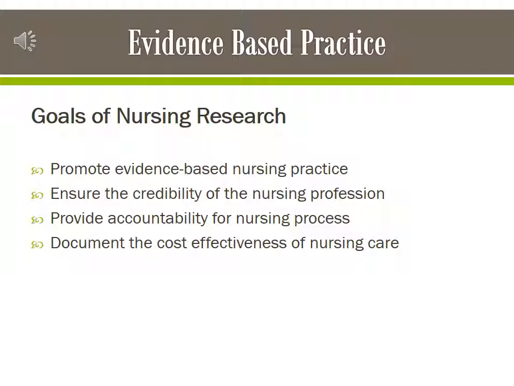Number 2, to ensure the credibility of the nursing profession. Historically, nursing has been thought of as a vocation and not a profession. One criterion for a profession in general is to have a distinct body of knowledge. The most valid means of developing a distinct body of knowledge is through scientific research. Nurses must demonstrate to the public that nursing makes a difference in people's health.